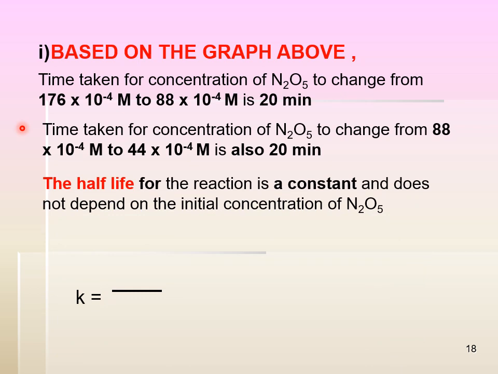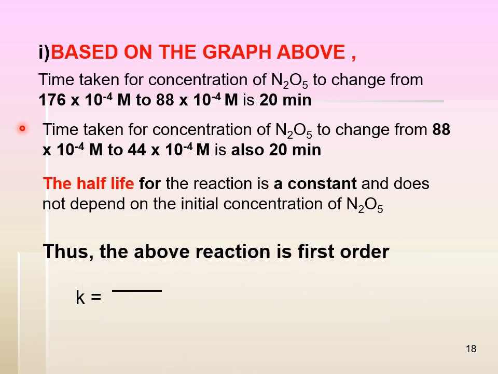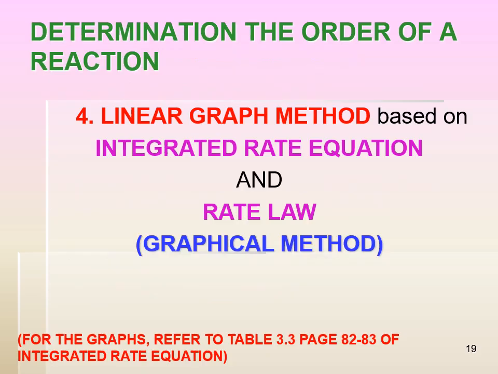The half-life for the reaction is a constant and does not depend on the initial concentration of N2O5. Thus, the above reaction is first order. For the second question, we're going to just insert and substitute the value of 20 minutes into the formula, and then we're going to get 0.035 per minute as an answer.